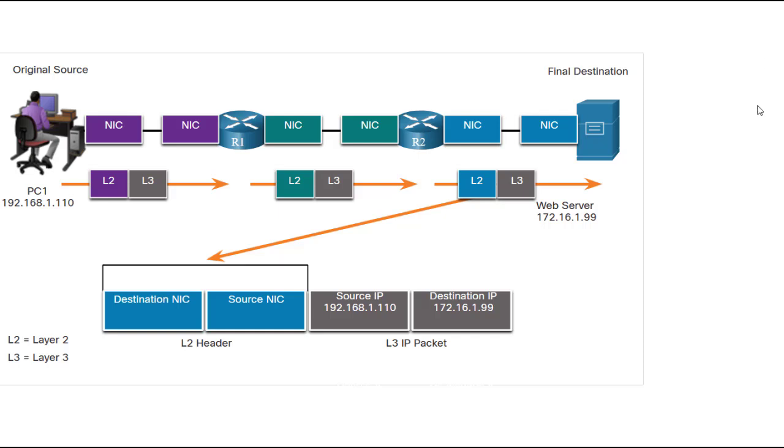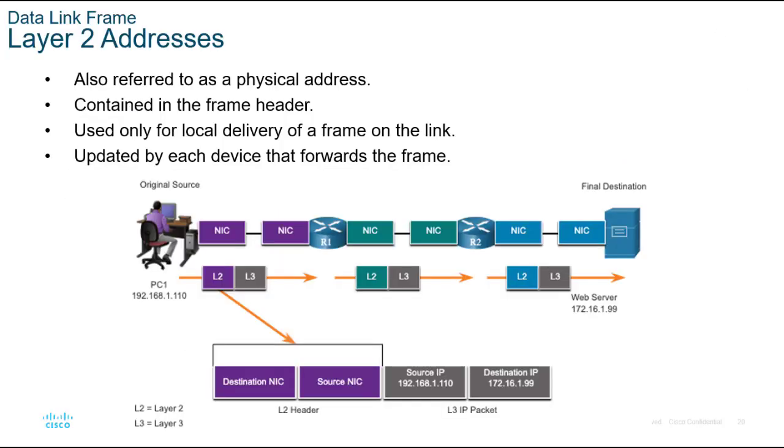Although the frame has changed at every step along the way, the inner IP Layer 3 packet has remained the same from end to end. Beyond the local network, the data link layer address, or physical MAC address, is meaningless. That address is only used for local delivery. This is very different from Layer 3 addresses in the packet header, which are carried end-to-end from source to destination hosts, no matter how many network hops there are.